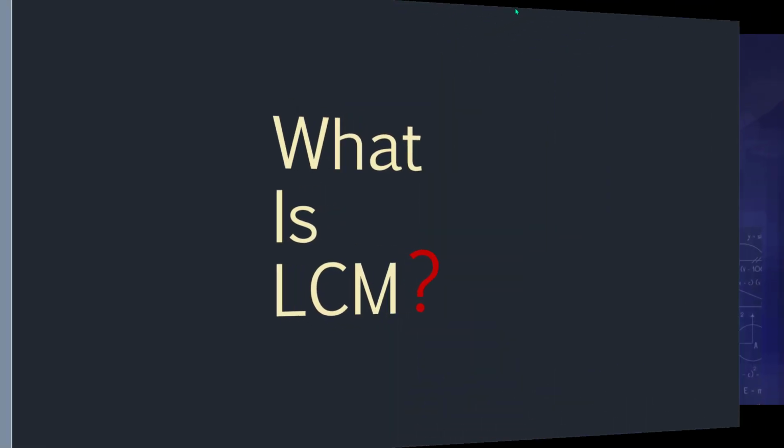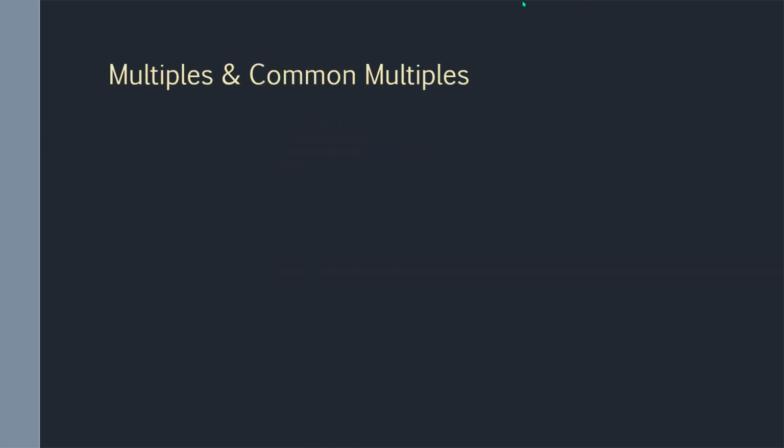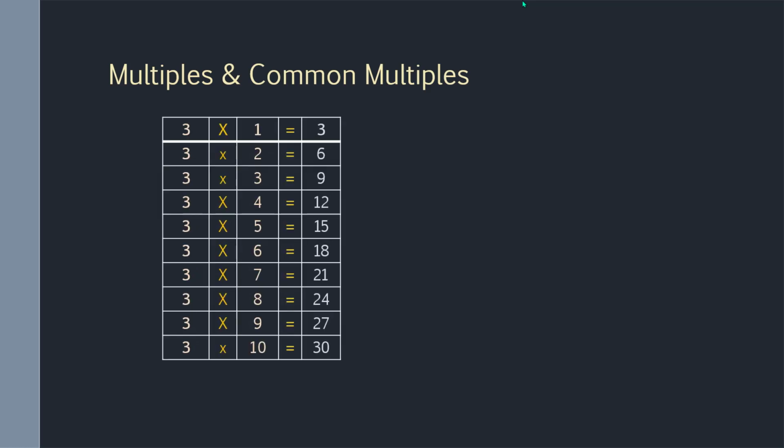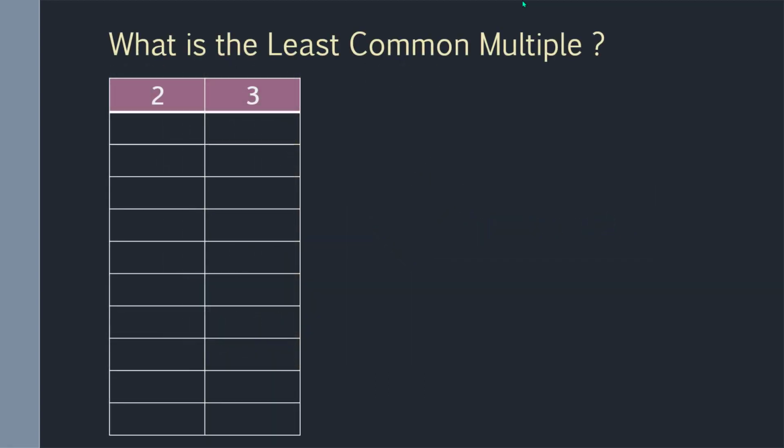To understand LCM, it's vital to understand what multiples and common multiples are. For instance, let's consider an extract of the multiplication table of 3. Obviously, on the right side of the table, each row represents the successive multiples of 3. Let's write multiples of the 2 numbers, say 2 and 3, vertically, as shown in the table.